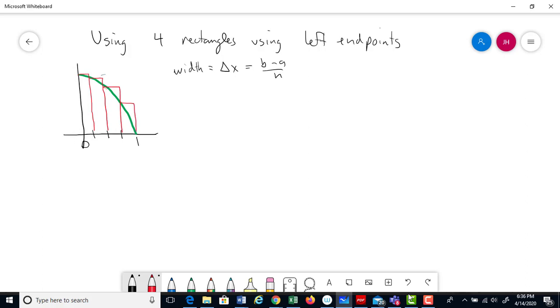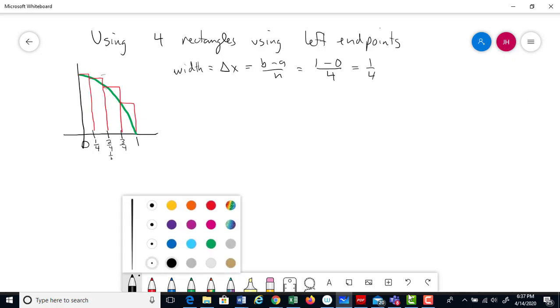So if we're using 4 rectangles, your b is 1 minus a, which is 0, all over n, which is 4. We knew that this is going to be equal to a fourth. So when we set this up, the first distance is going to be a fourth. This is going to be 2 times a fourth, so 2 fourths. This is going to be 3 times a fourth, which is 3 fourths, and this right here is going to be 4 fourths. Now I know that 2 fourths is the same thing as 1/2, so that's probably what we're going to use. Now I also have to find the heights of each one of these things.